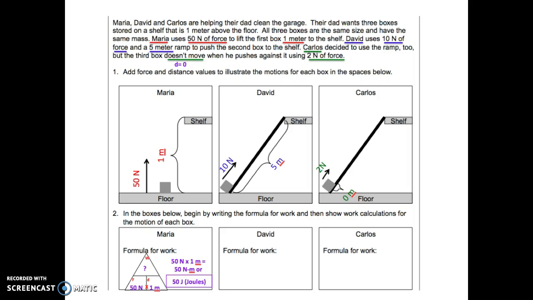Teachers, if you will please pause the video now to let the students solve the next 2 problems for work, making sure that they use their formula triangle.